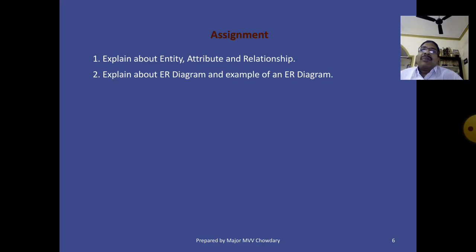In this topic, the assignment questions are: explain about entity, attribute and relationship. Explain about ER diagram and give an example of an ER diagram. These two questions are the assignments.